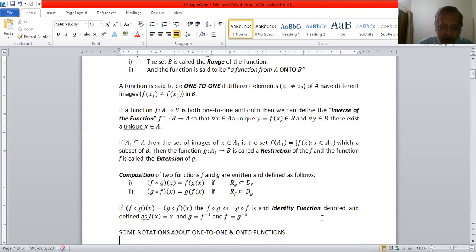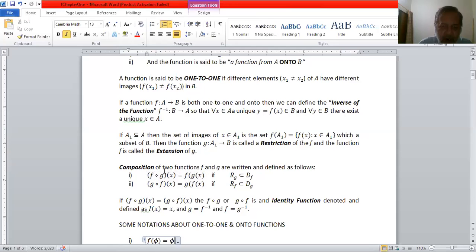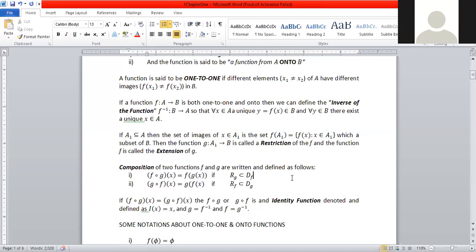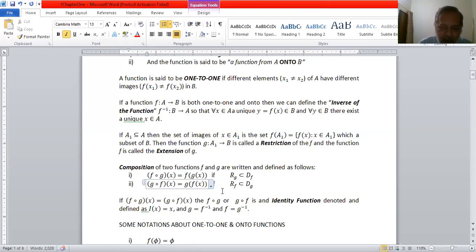I hope you remember under what condition composition of functions can be defined. We can define f of g, in the sense of f of g of x, only if the range of values of g has something in common with the domain of f, or at least it should be a subset of the domain of f. Similarly, g of f, that is g of f of x, can be defined only when the range of the inner function f is a subset of the domain of the outer function.